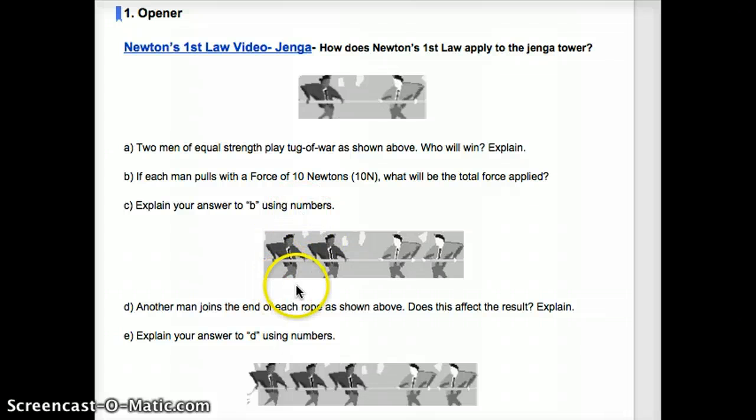You should see that now it's just 20 newtons this direction. We'll consider this positive because these guys are pulling the other direction. We'll consider that negative 20 newtons. When you add those up, we get a net force of 0. And again, Newton's first law applies. Objects that are at rest will stay at rest. There's no net force on the rope, so it'll stay where it is.